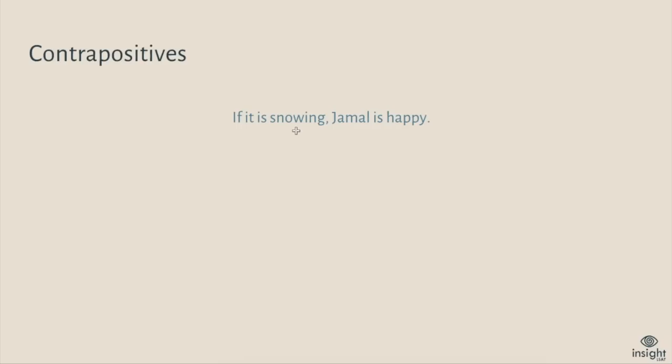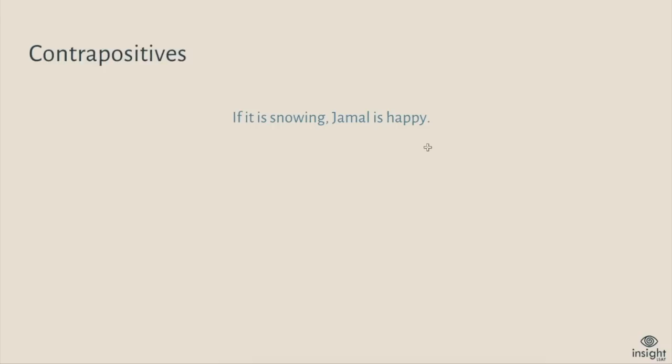If it is snowing, Jamal is happy. Okay, pretty simple stuff, right? This is a sufficient condition for Jamal to be happy, right? We know this is a circumstance, the snow, that guarantees this result, right? If it is snowing, then we know Jamal is happy. Now, can you take anything else from this statement? Is there anything extra that you can learn from this statement?